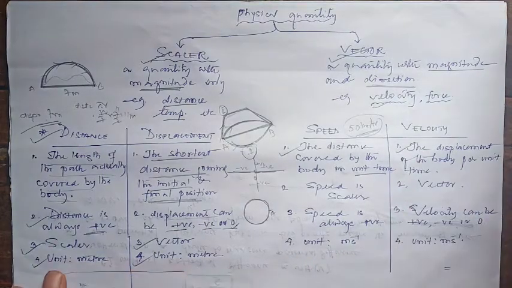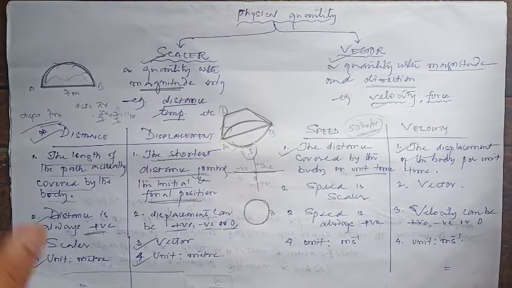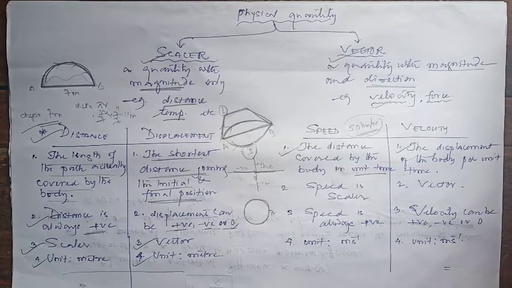What is velocity? The displacement of the body per unit time. In unit time, meaning in 1 second, how much the body has displaced. The body has changed position. So how much position is changed by the body in unit time, in 1 minute or 1 second or 1 hour? The change in position is called displacement.